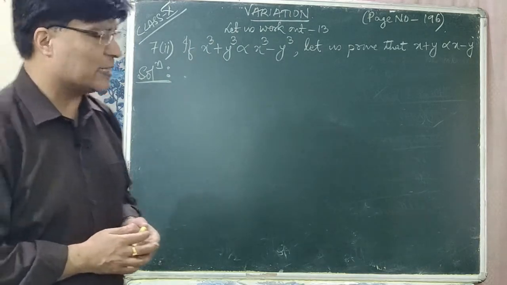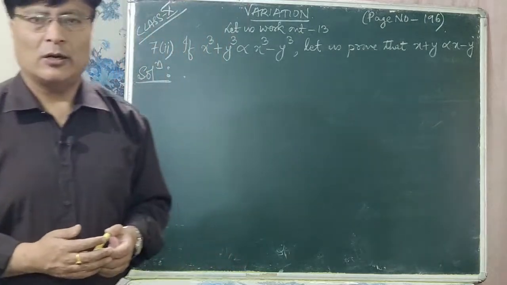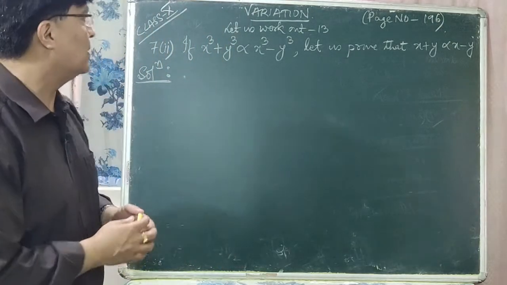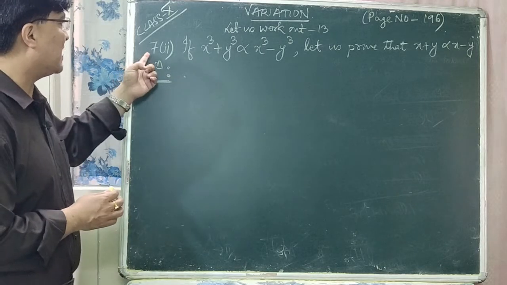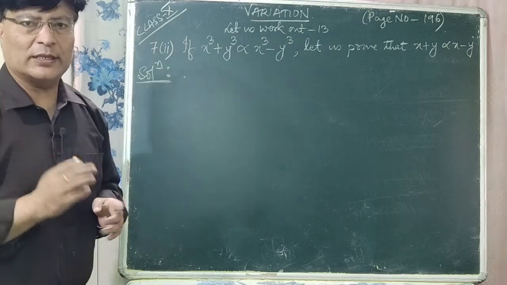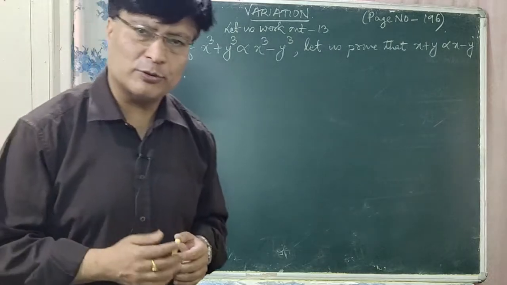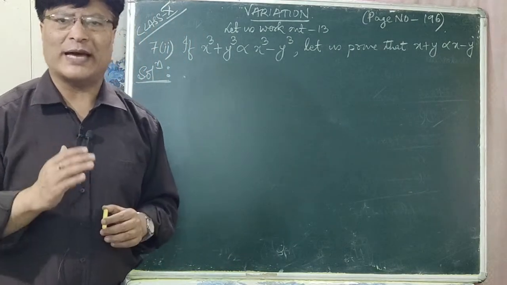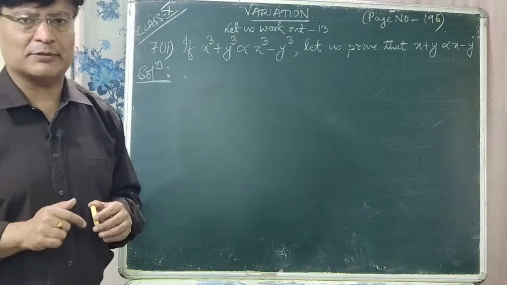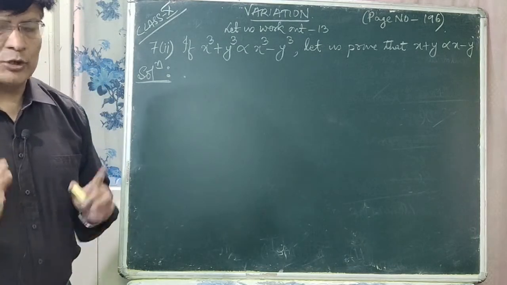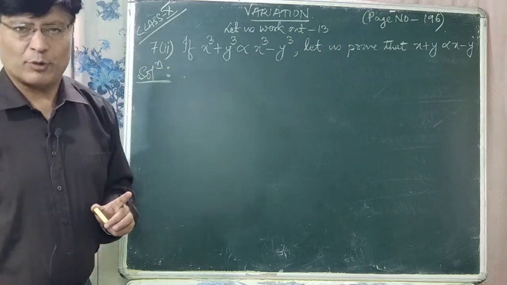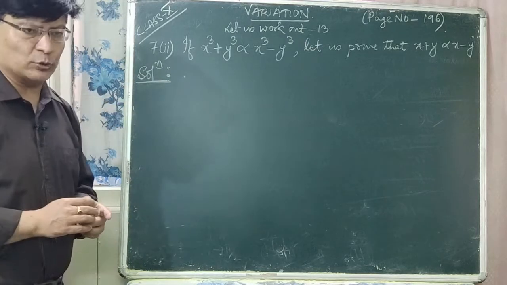Page number is 196. The book is the same book that we were using, that is Ganit Prakash for class 10. So let us do question number 7 number 2. In the last online class we did up to 7 number 1. So I think you have revised all the problems that we did so far on this chapter variation, right? So without wasting any time, let's start this problem, that is 7 number 2.